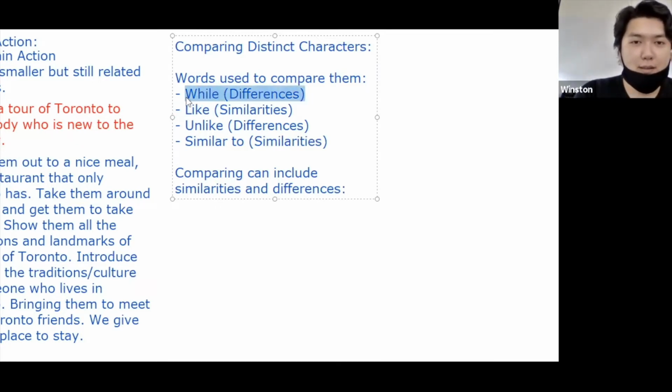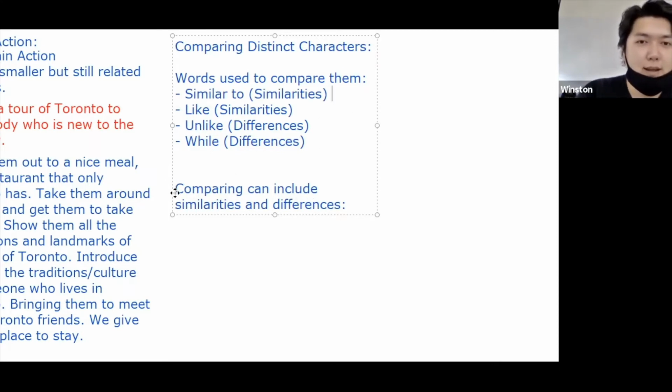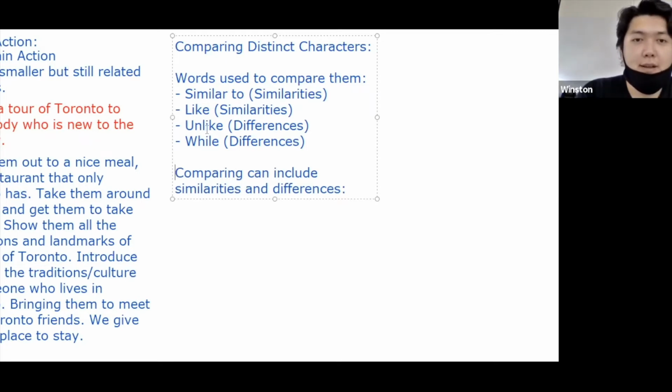Let me just do this. Let's just line them up nicely so you guys can just grasp it. It's just easier to read this way, all right? So we have the words similar to, like, as comparing similarities. And then we have unlike and while would contrast the differences, okay? Let's do an example, okay? So one, let's do similarity first.